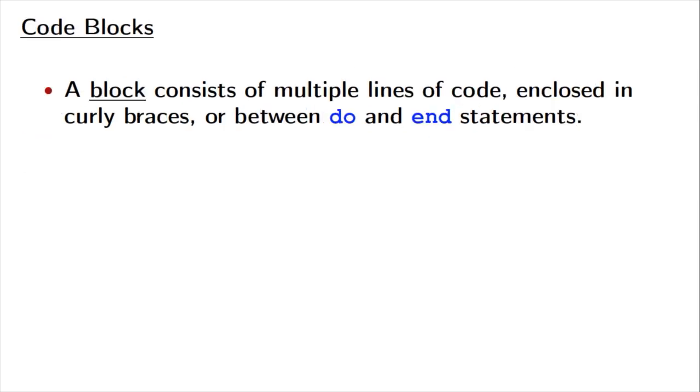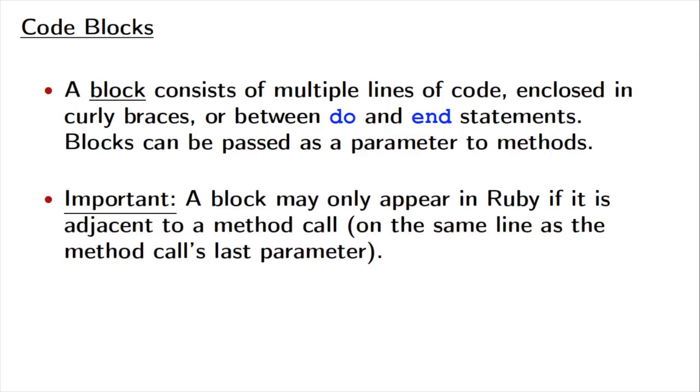Let's talk about code blocks. In Ruby, a code block consists of multiple lines of code enclosed in either curly braces or between the do and end statements. Most programming languages give you a way to designate code blocks. What's different in Ruby and many other modern programming languages is that you can pass a block as a parameter to a method. In some programming languages, these are referred to as closures.